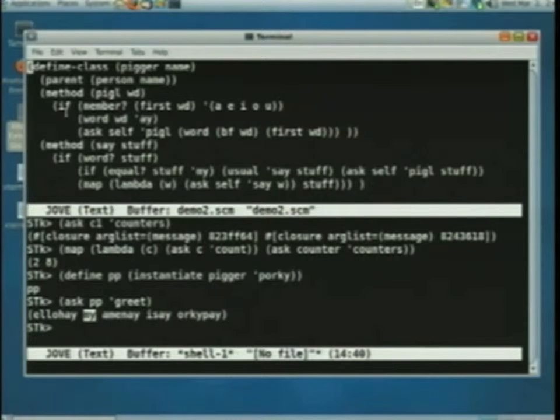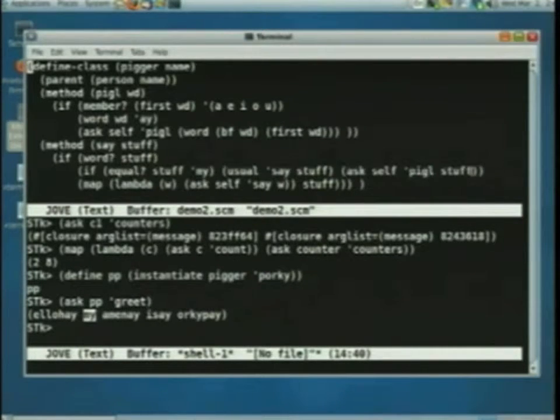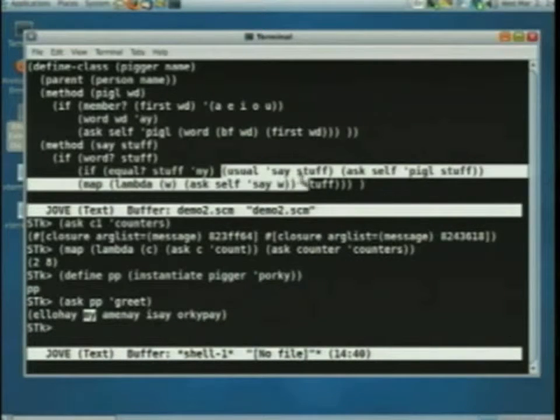here it is. So we're looking at the say method and what to do if it's a word. Because if it's a sentence, which is what I gave it, it just maps ask self say over the words. But let's say it's a word. We have this if. If the word is something other than "my," let's look at the false case first, then we ask self, quote, piggle stuff, which is what it said before. But if it is the word "my," then I call a procedure usual.